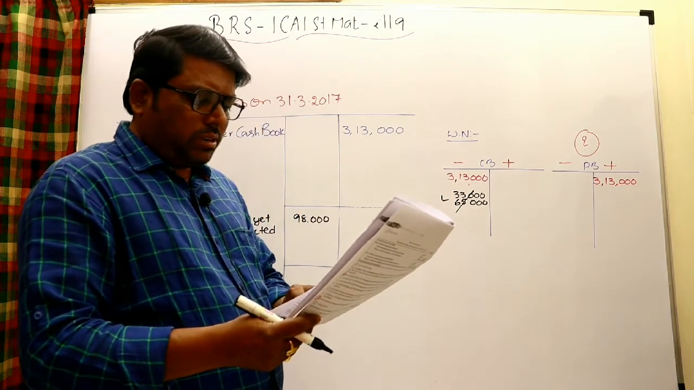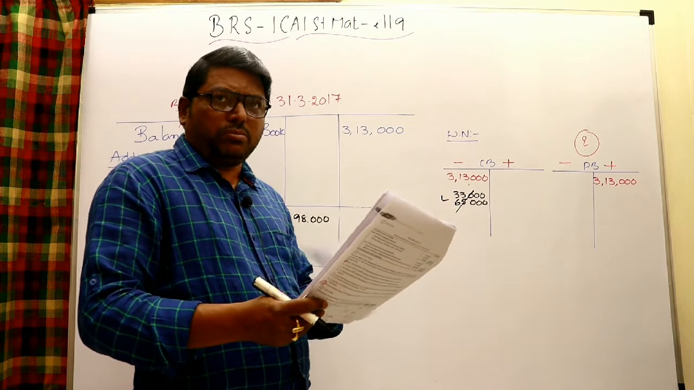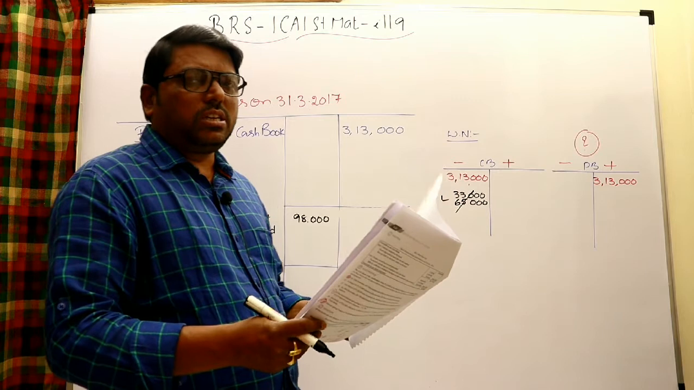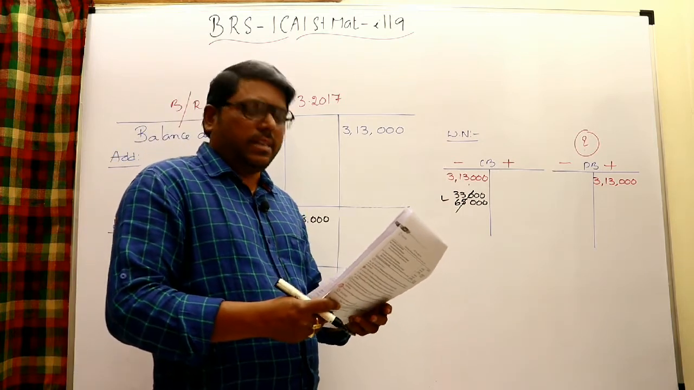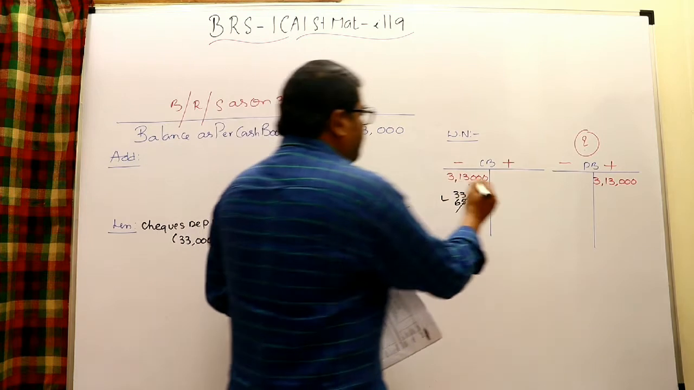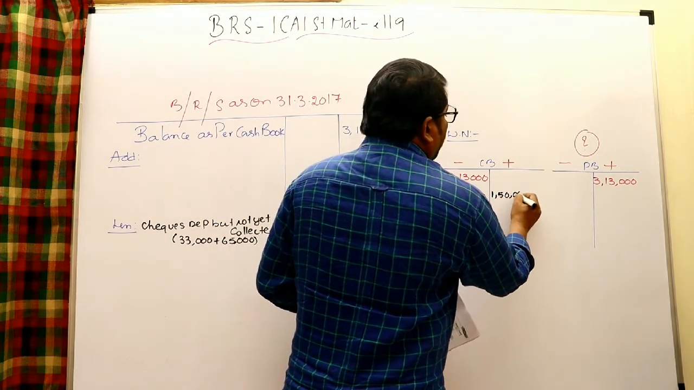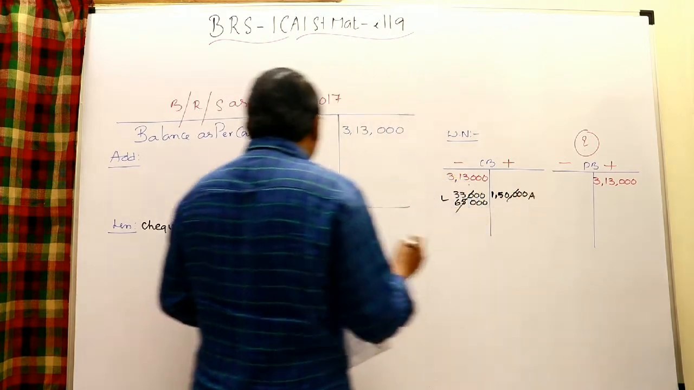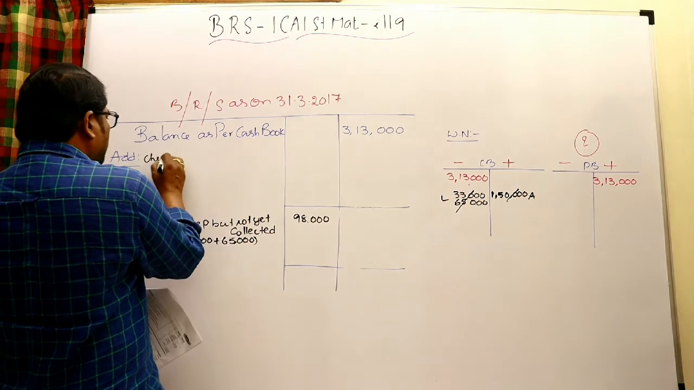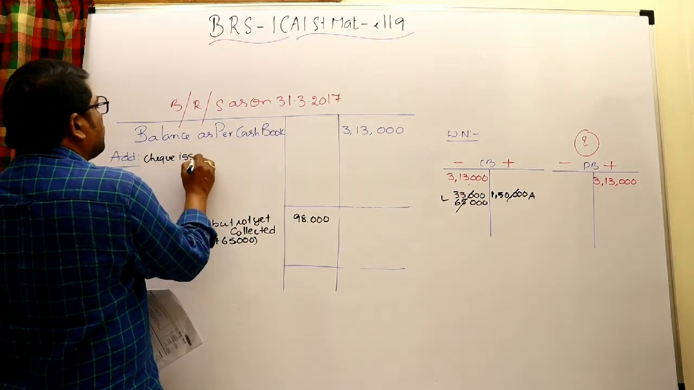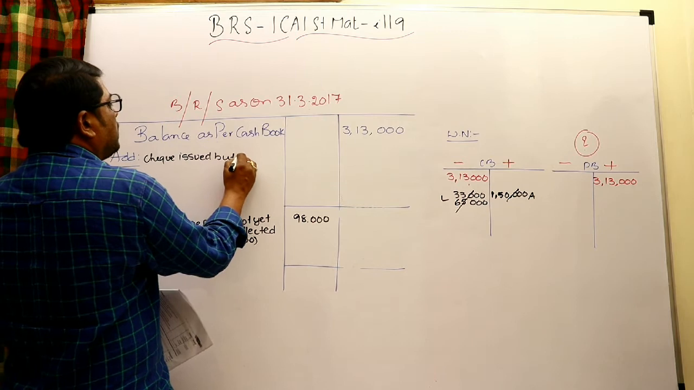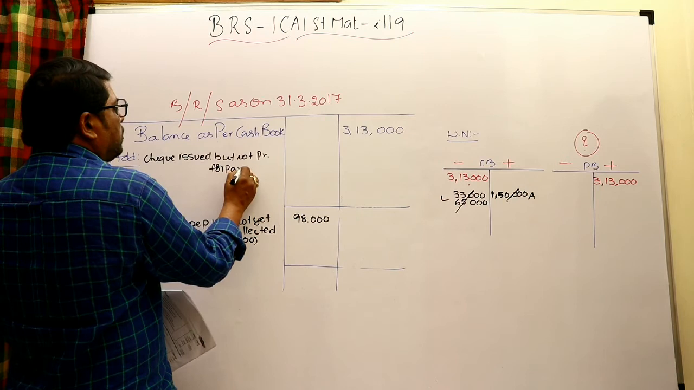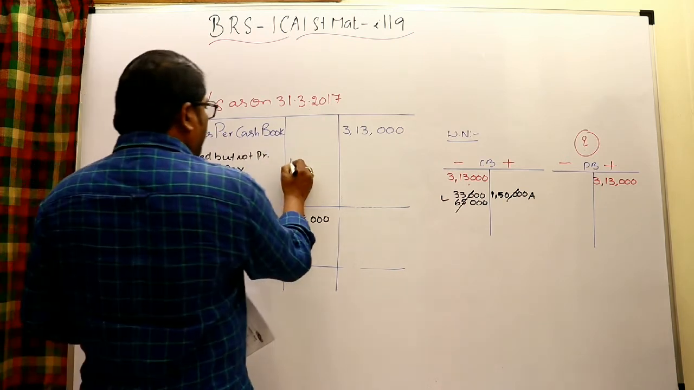A check issued on 24th March to Ramesh 1,50,000, but if you check, it is presented during the month of April. So check issued but not presented in the right time. So 1,50,000 right here. Check issued 1,50,000, but which is not presented for payment. This is an addition, add right here in the additions. Checks issued but not presented for payment 1,50,000.